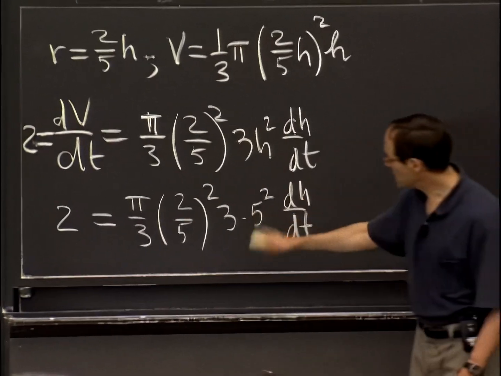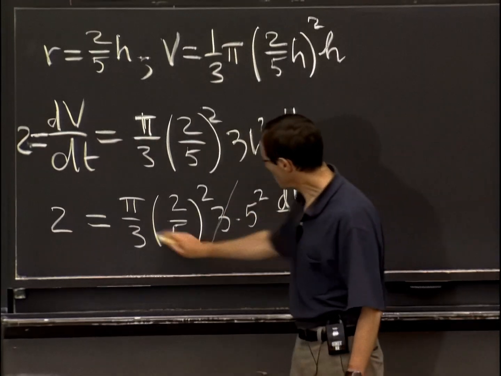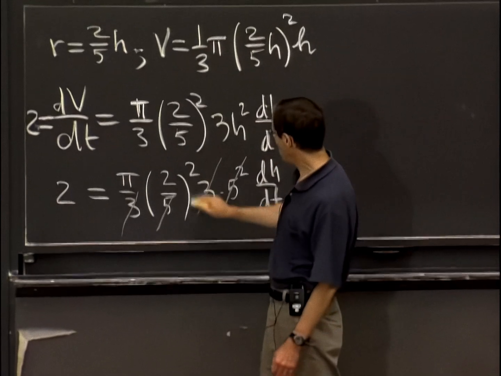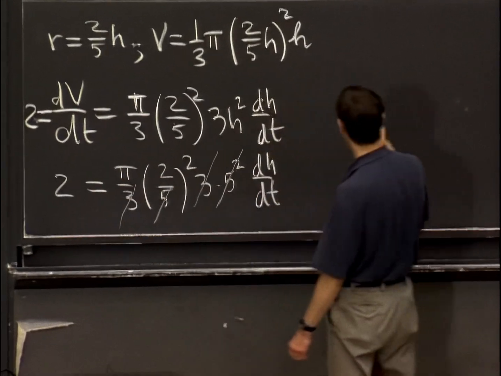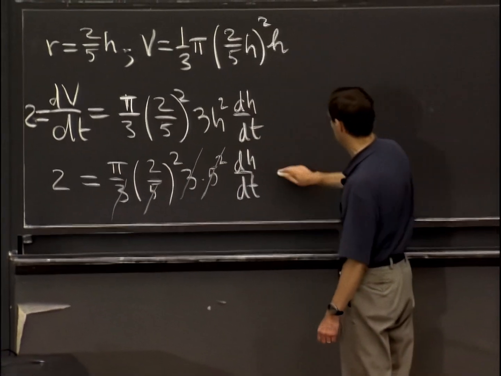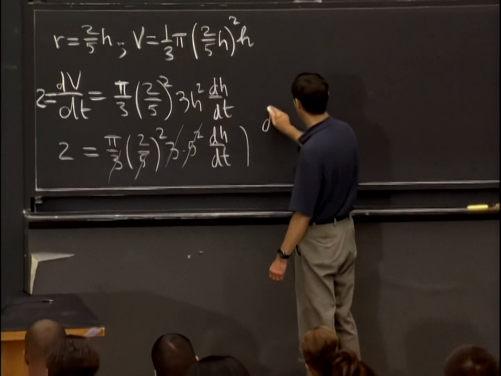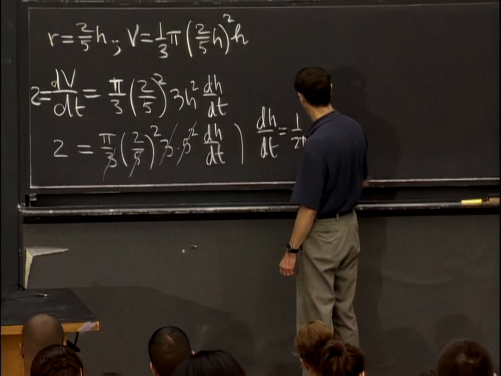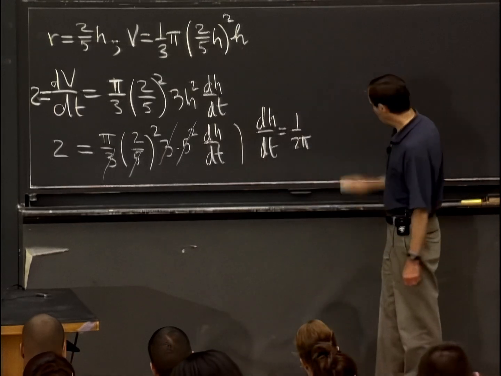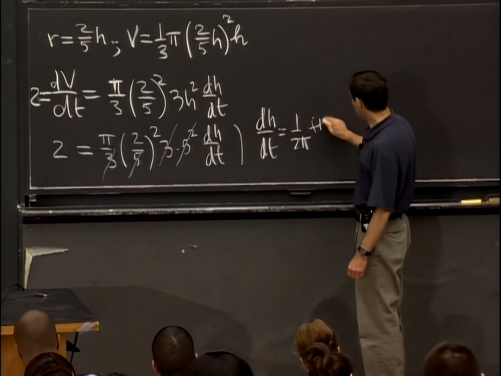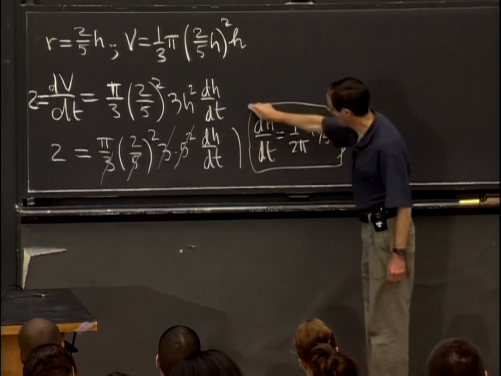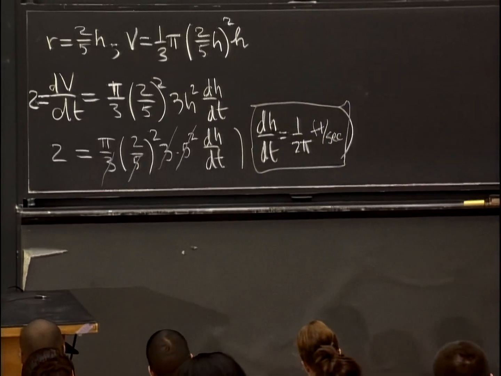And if you do all the cancellations, you see that this cancels this, and then one of the 2's cancels that. So all told, what we have here is that dh dt is equal to 1 over 2 pi. All right? And so that happens to be feet per second. And this is the whole story. All right?